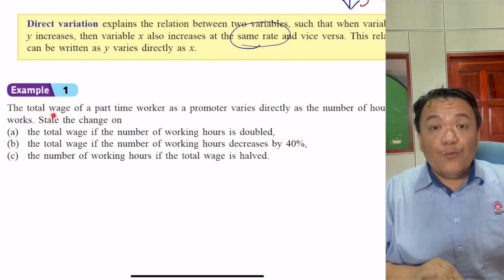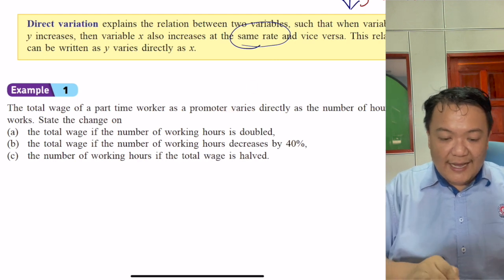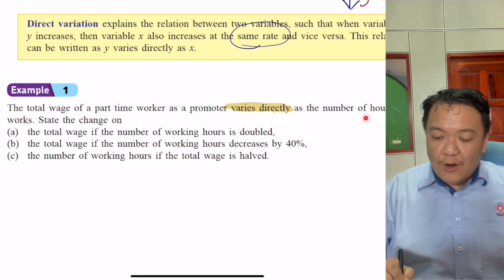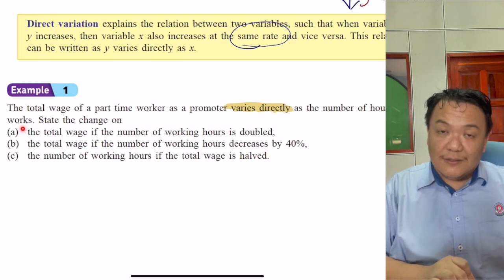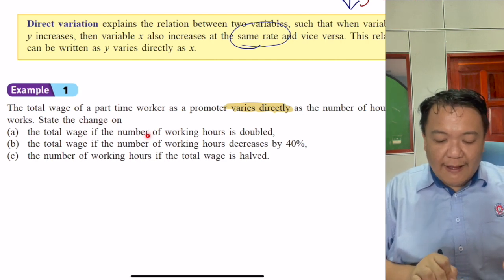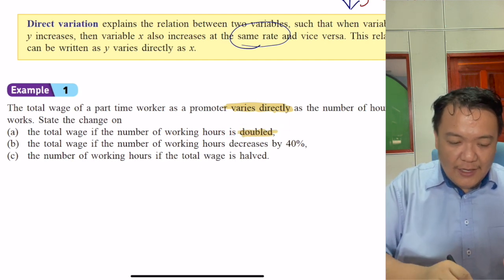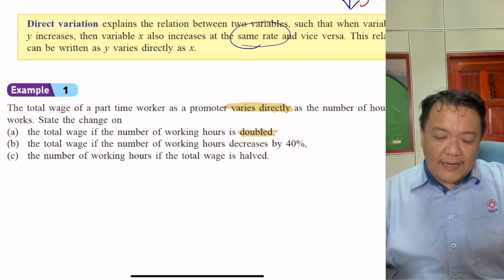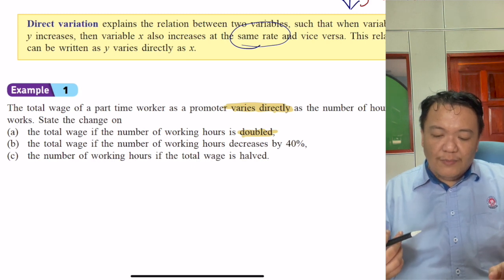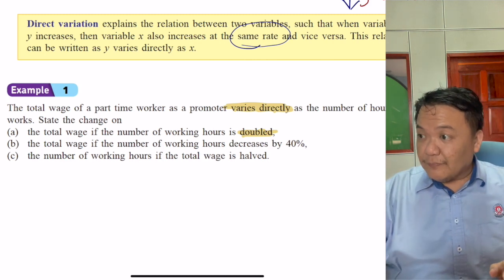The total wage of a part-time worker as a promoter varies directly. Ni dia punya clue, varies directly as the number of hours he works. State the change in the total wage if the number of working hours is double. So this is the rate. Rate dia double. Apa akan jadi dengan gajinya kalau jumlah jam bekerja dia double, dua kali? So what can we say?